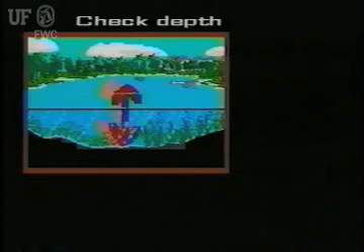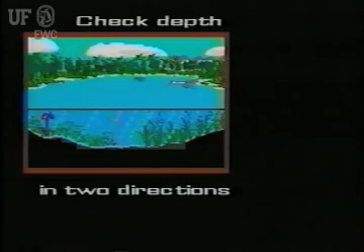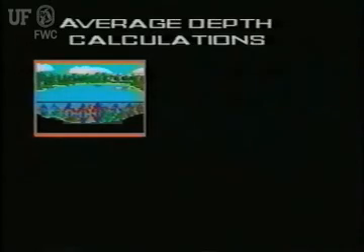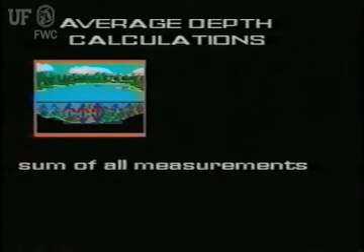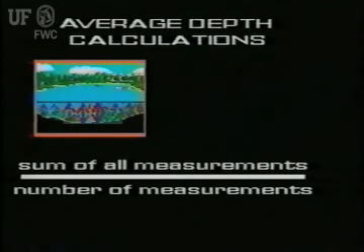Now, in small ponds, depth should be measured across the pond in at least two directions, making sufficient measurements to adequately describe the pond's depth. In many lakes, depth will be uniform throughout a treatment area. However, plots should be checked for uniformity of depth, and if they are not uniform, average depth should be measured. Average depth is calculated by dividing the sum of all the measurements that we make by the number of measurements.